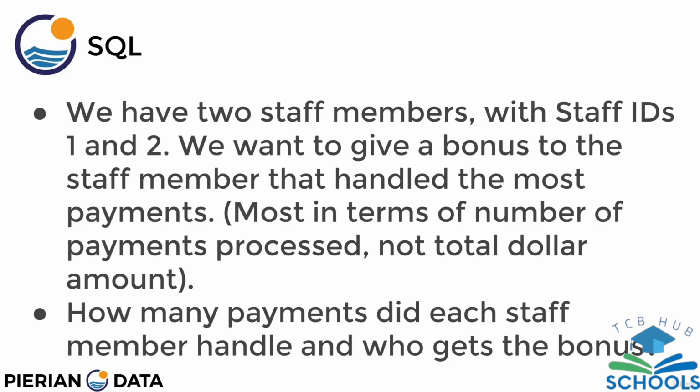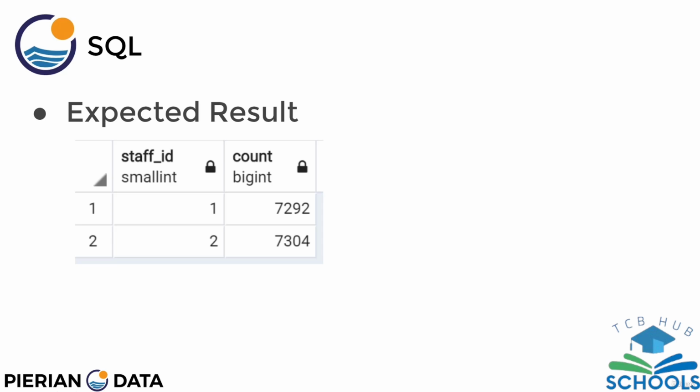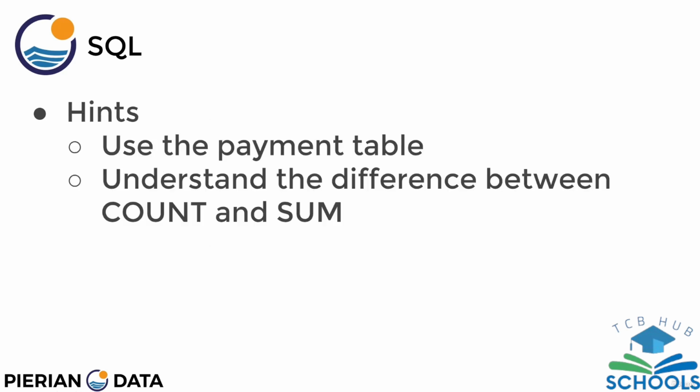Here's the expected result. So the expected result is that staff ID member number 2 handled 7,304 payments, which was more than staff ID number 1. So staff ID number 2 should get the bonus. Here's some hints. So the hints are to use the payment table and to make sure you understand the difference between count and sum, since only one of them should be working here.